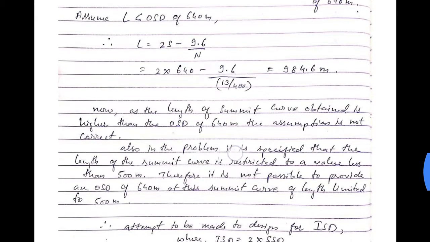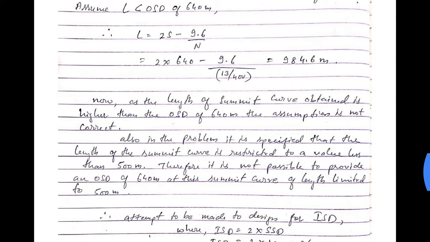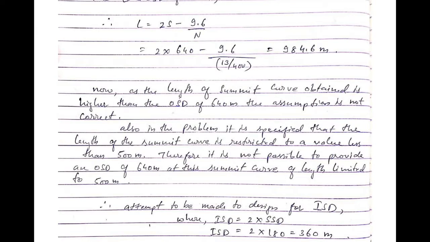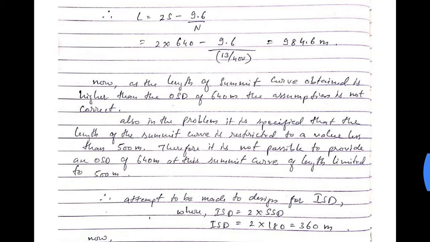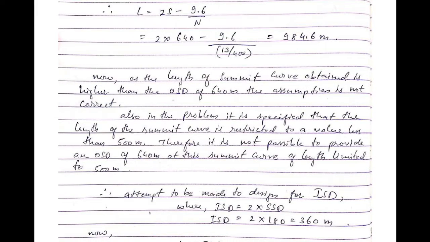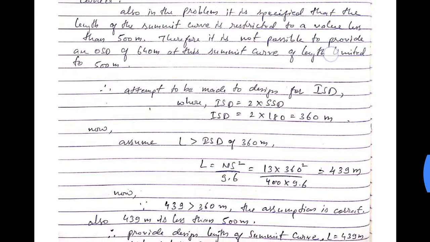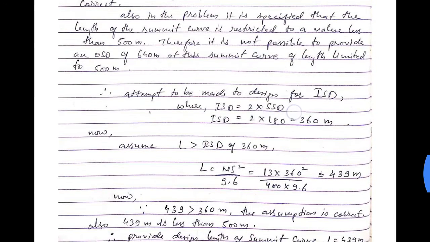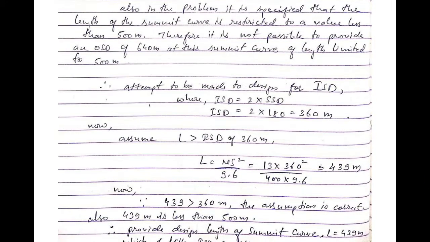Also, in the problem it is specified that the length of summit curve is restricted to a value less than 500 meters. Therefore, it is not possible to provide an OSD of 640 meters at this summit curve of length limited to 500 meters. Since we cannot provide OSD, what we do is we check for ISD. So we attempt to design for ISD. We know intermediate sight distance or ISD is given by 2 into stopping sight distance. So 2 into 180 will give us 360 meters.